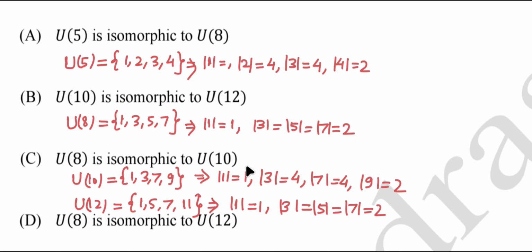Now see the options. Here you see U5 is isomorphic to U8. So let us compare. You see, because here 3 elements are of order 2, but here only 1 element of order 2. So option A is wrong. U10, U12, here you see. You see in U12 there are 3 elements of order 2, but here you don't have 3 elements of order 2. So this B is also wrong.